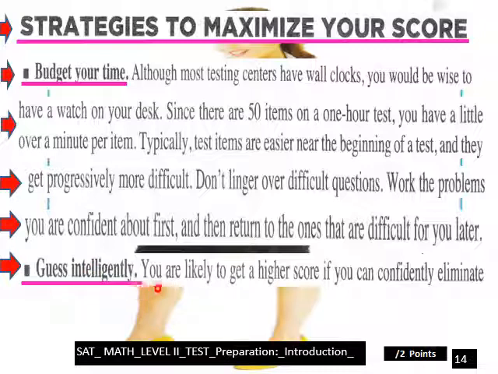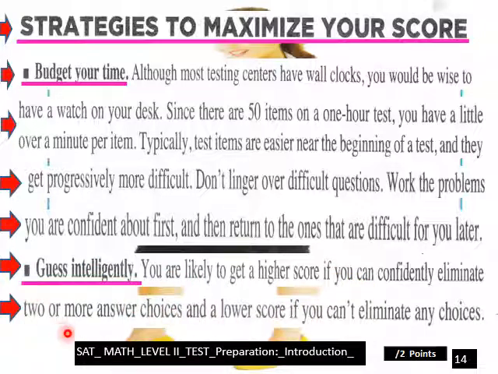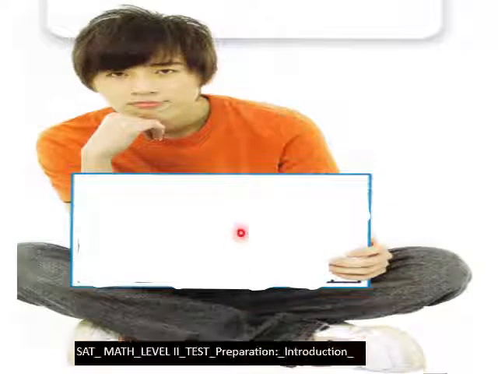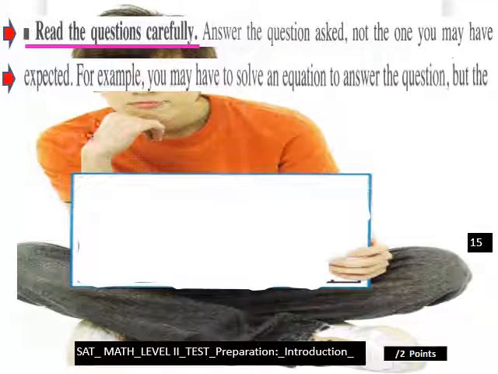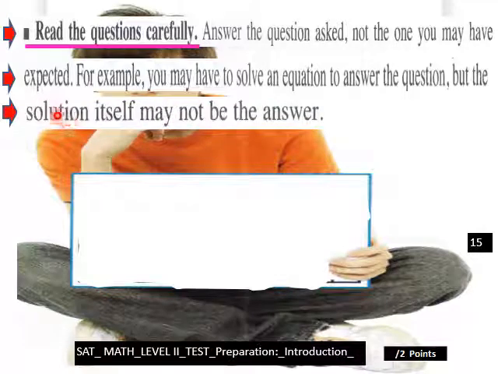Guess intelligently. You are likely to get a higher score if you can confidently eliminate 2 or more answer choices, and a lower score if you can't eliminate any choice. Read the questions carefully. Answer the question asked, not the one you may have expected. For example, you may have to solve an equation to answer the question, but the solution itself may not be the answer.